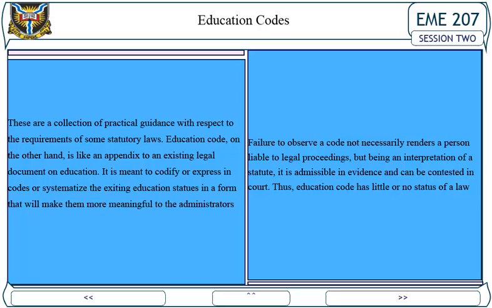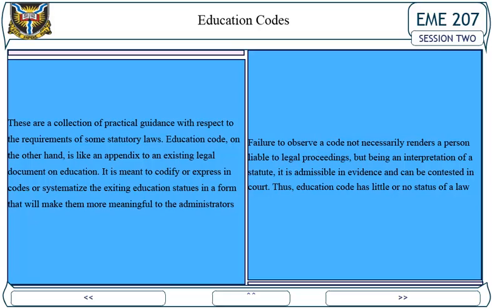Education codes. These are a collection of practical guidance with respect to the requirements of some statutory law. Education code, on the other hand, is like an appendix to an existing legal document on education. It is meant to codify, or express in codes, or systematize the existing education statutes in a form that will make them more meaningful to the administrators.